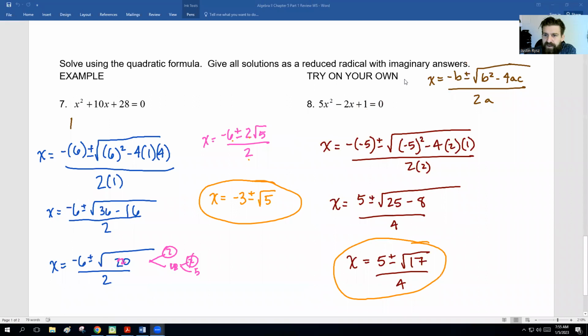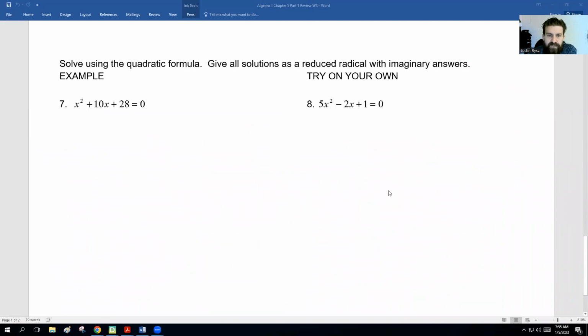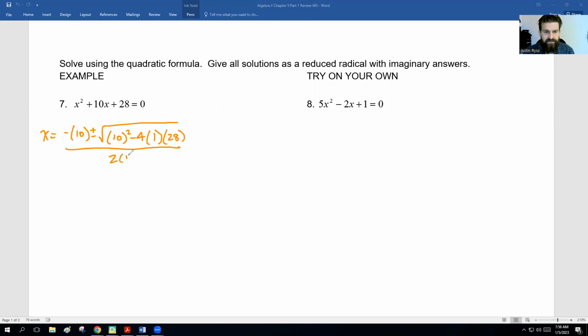Okay, we'll move on to the last part here. Same thing here, using the quadratic formula again, but this time we're going to have some imaginary answers. So that means that we should probably have some negatives inside of the square root. All right, so first one here, let's walk through this together. We got x equals -, b is 10, plus or minus the square root of b squared. So that's 10 again, squared, minus 4 times a is 1, c is 28, all over 2 times a is 1.